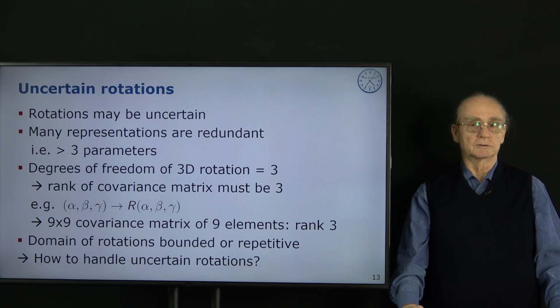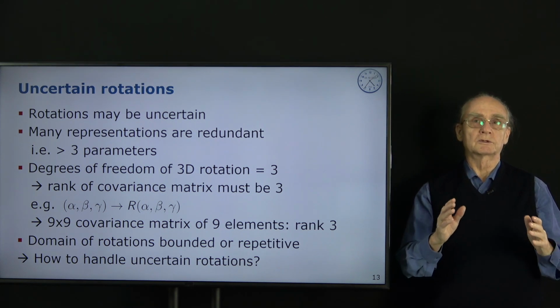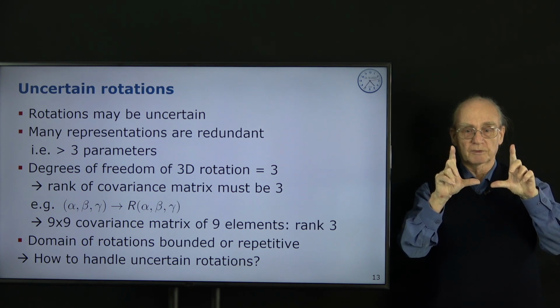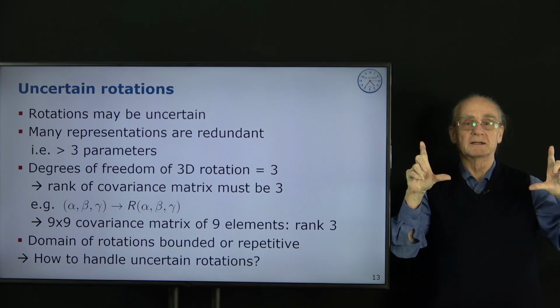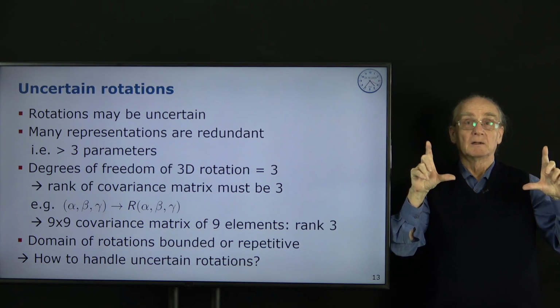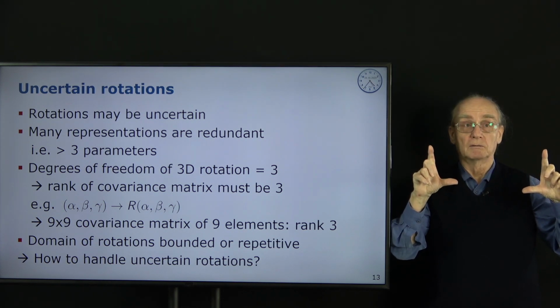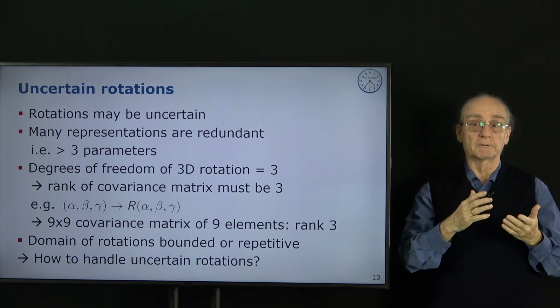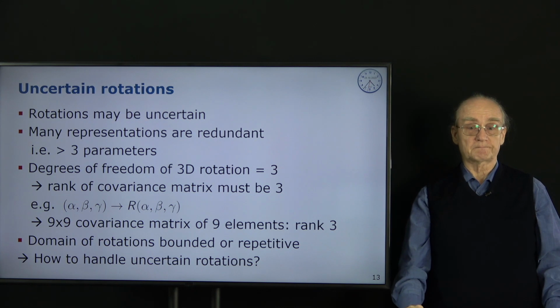This is not very good. So we would describe the uncertainty of a rotation matrix with a covariance matrix of size 9 by 9, which has rank 3, which means it has a rank deficit of 6. That means it's highly singular. And we wouldn't like to start with singular covariance matrices to describe the uncertainty of rotations.